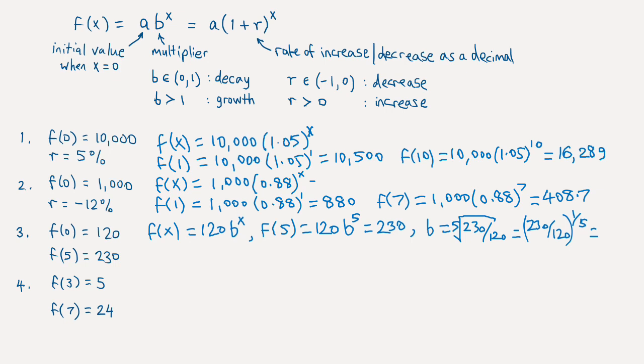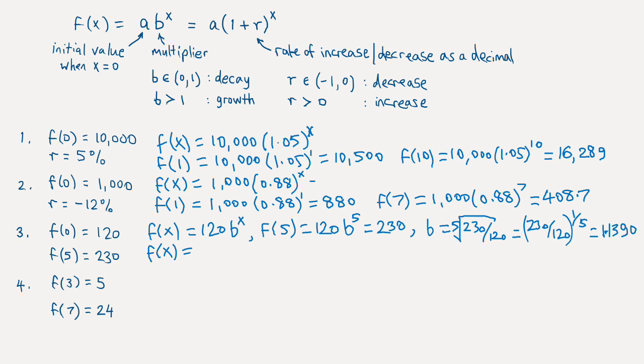And then using our calculator or using a computer, we can calculate this, and it comes to 1 point, and it's good to go to at least 4 decimal places here so that we're as accurate as possible. 1.1390. Okay, 1.1390.